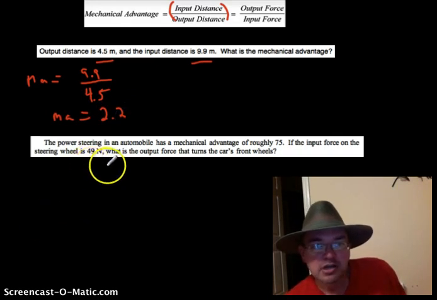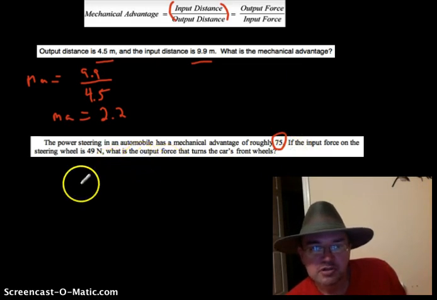The power steering in an automobile has a mechanical advantage of 75. Oh, we're given the mechanical advantage. The input force on the steering wheel is 49 newtons. What's the output force that turns the car's front wheel? So we're given the mechanical advantage. See what we're not given. Mechanical advantage equals, we have output force here. So it's in newtons.